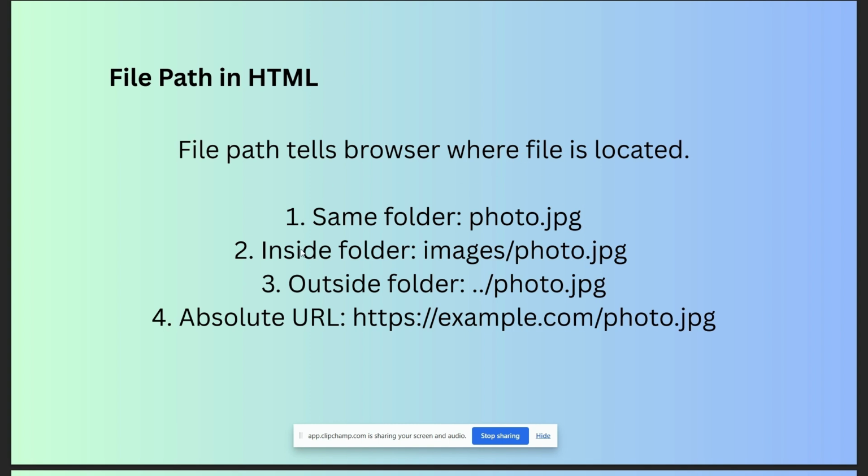If it is inside a folder, we should give the folder name and then the image name. If it is outside the folder, we have to give dot dot slash and then the image name. Then there is the absolute URL, that is nothing but the exact URL, as yesterday we gave for the image tag. Like that, we can give the direct URL of the image. Now let's practice these tags in VS Code.